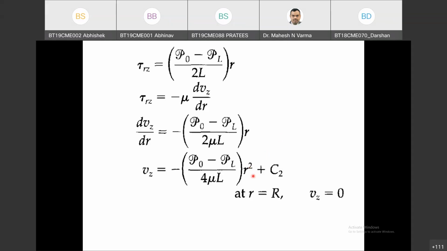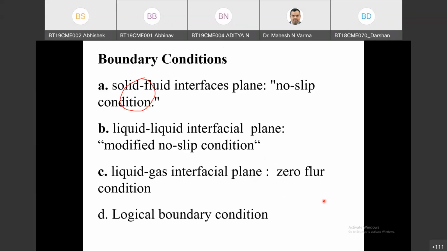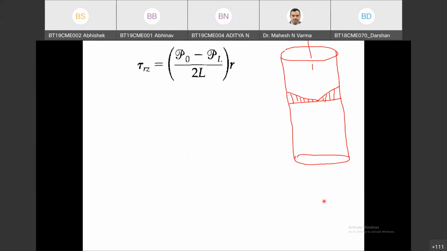So substitute this r equals R. Can you go back to the slide where you drew that flux profile? Yes. Here in this equation we can see it is also dependent on the length. So wouldn't it be downwards? Why is it dependent on length? Like, if the length increases, the tau rz will be decreasing, right?